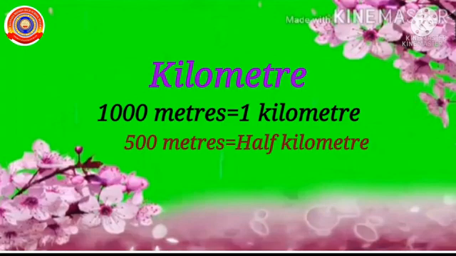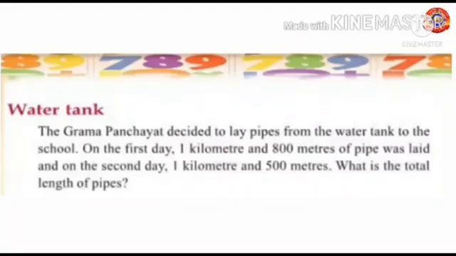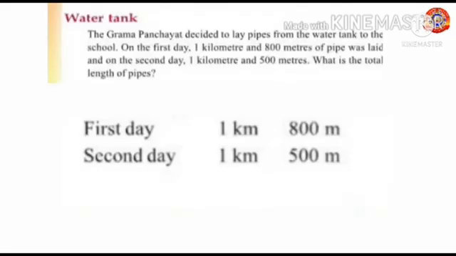Then let's go to the textual activities. Water tank. The Grama Panchayat decided to lay pipes from the water tank to the school. On the first day, 1 kilometer and 800 meters of pipe was laid, and on the second day, 1 kilometer and 500 meters. What is the total length of pipes? How much was the length of pipe laid on the first day? 1 kilometer and 800 meter. Then, how much was laid on the second day? 1 kilometer and 500 meter.